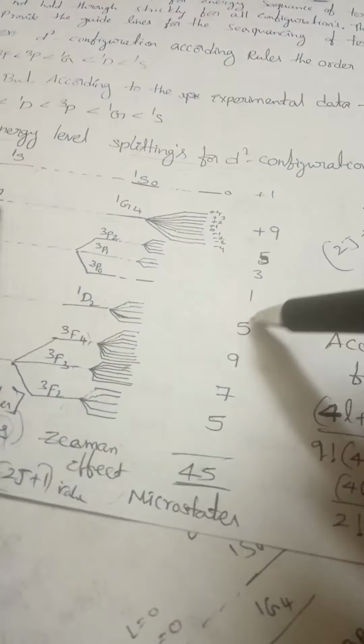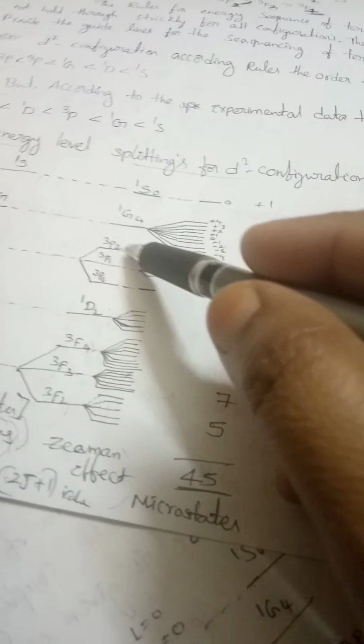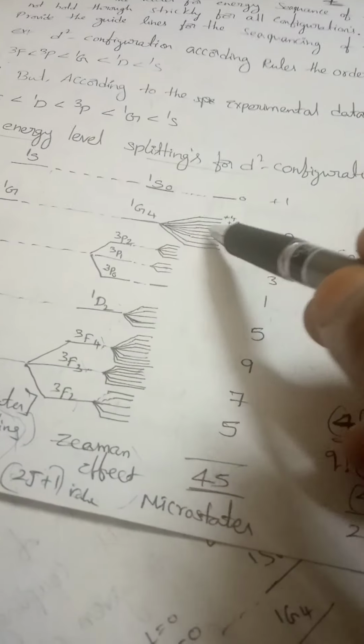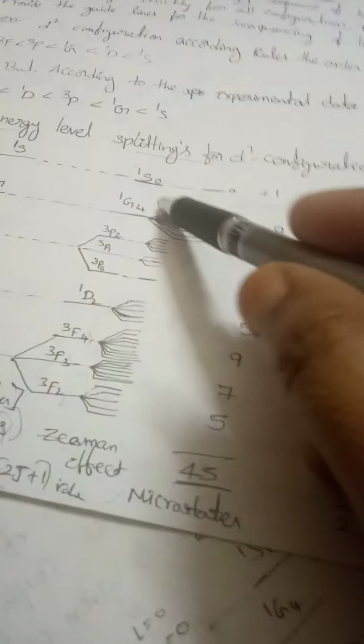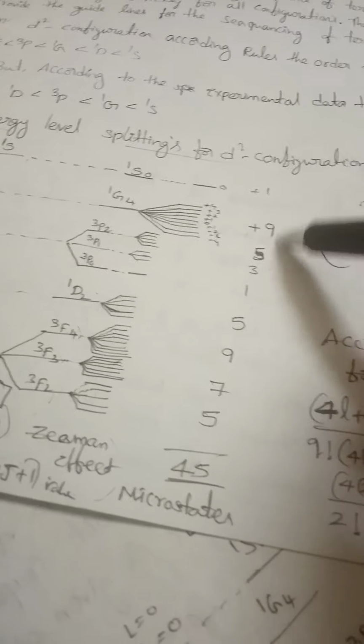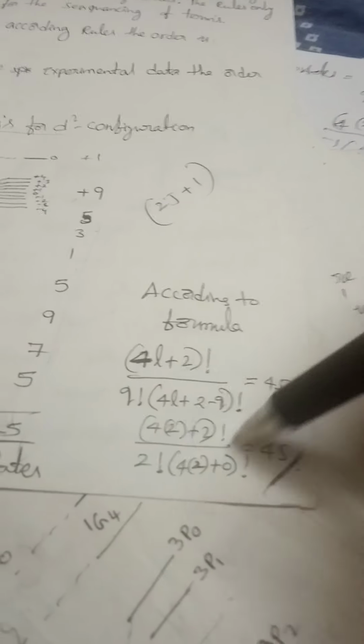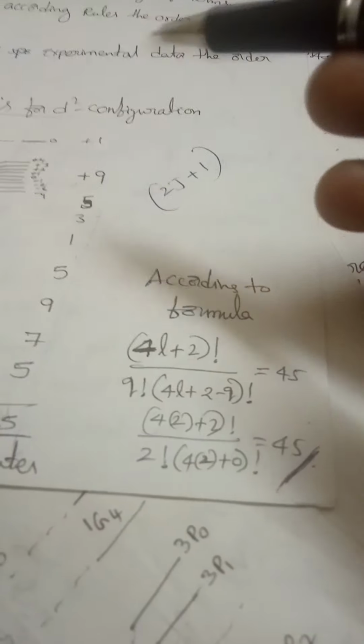For triplet P1, it is 2 into 1 plus 1, 3, and for 2, 2 into 2 plus 1, 5. For the singlet G, J value is 4, 2 into 4 plus 1, which is 9. And for J value 0, 2 into 0 plus 1 is 1. So we can calculate all these microstates, and adding them we get 45. Again, based on the formula we discussed in the previous class for calculating microstates, we also get 45. So this is the evidence.